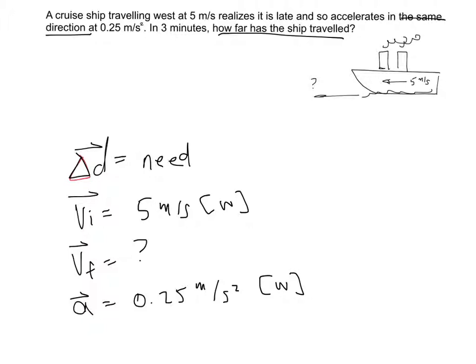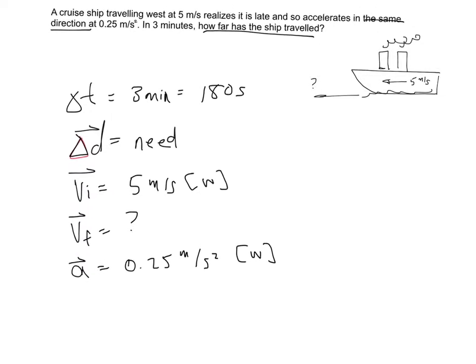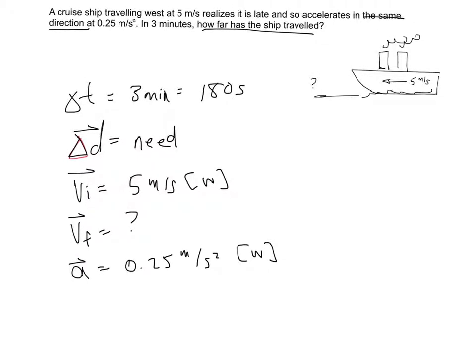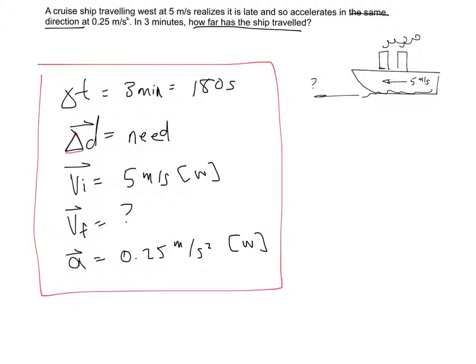And finally, we know that the time it takes was 3 minutes, and we have to make sure that our units all match, and since everything else has been written in meters per second, we know that 3 minutes times 60 seconds apiece is going to be 180 seconds. Okay? So let's take that information and we'll stick it off to the side because this is what we're going to refer to.